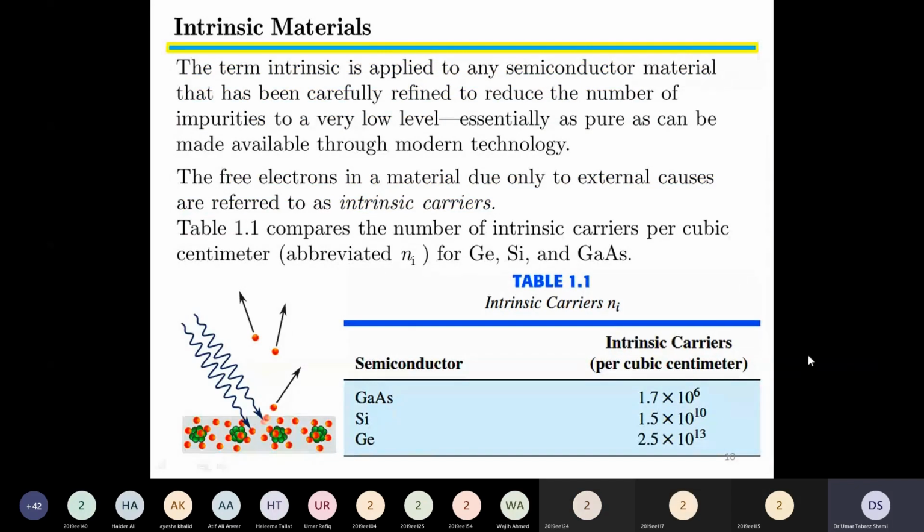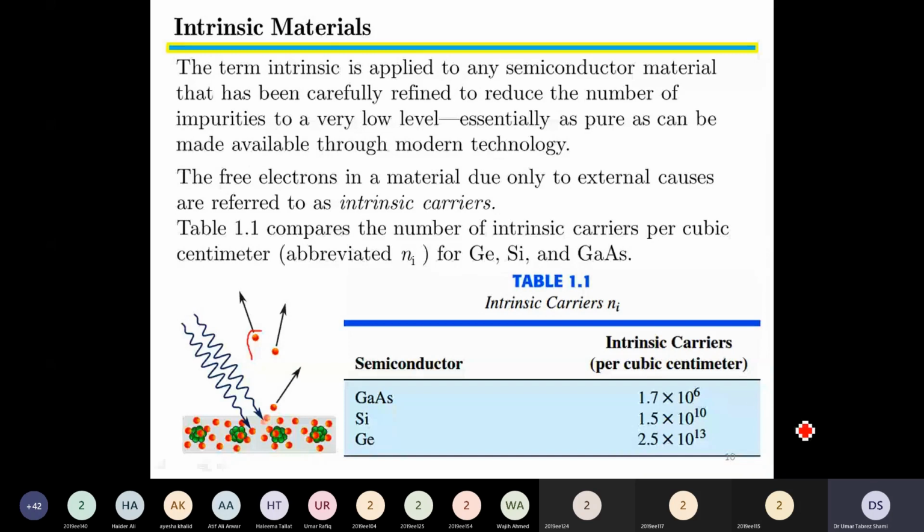Let us look at table 1.1 again. We have external sources influencing our intrinsic material. If this diagram represents gallium arsenide, it releases 1.7 × 10^6 intrinsic carriers. If the material was germanium, it would release 2.5 × 10^13 intrinsic carriers. Which one is better? We would prefer gallium arsenide. But what if our application is to produce intrinsic carriers, for example photo cells or solar cells? Then naturally we would use germanium.